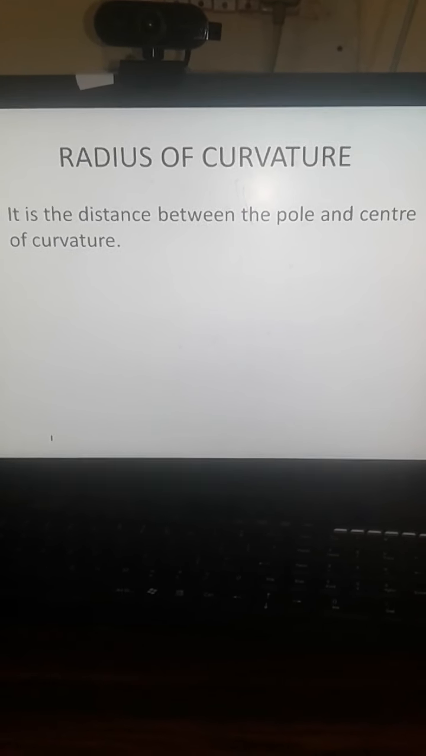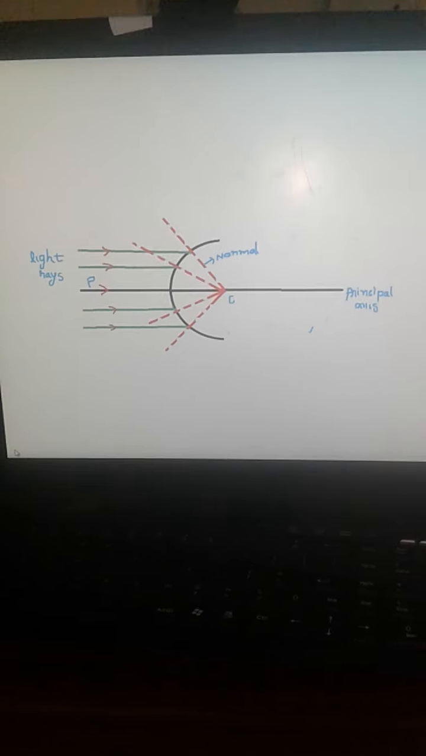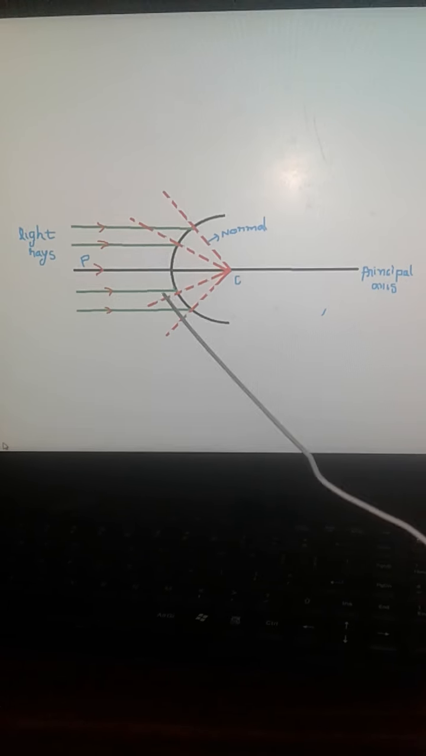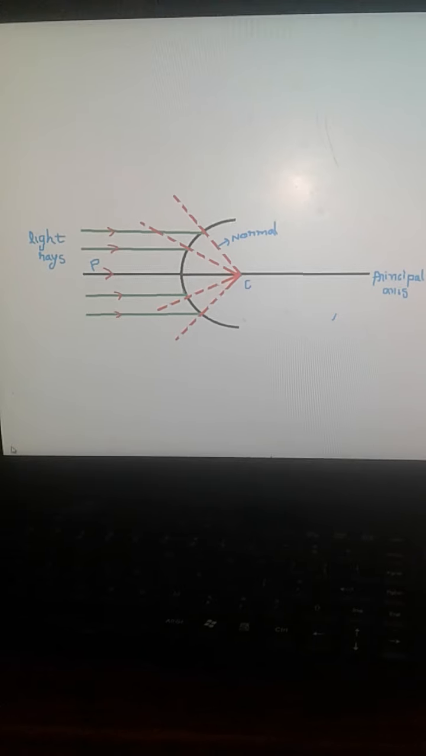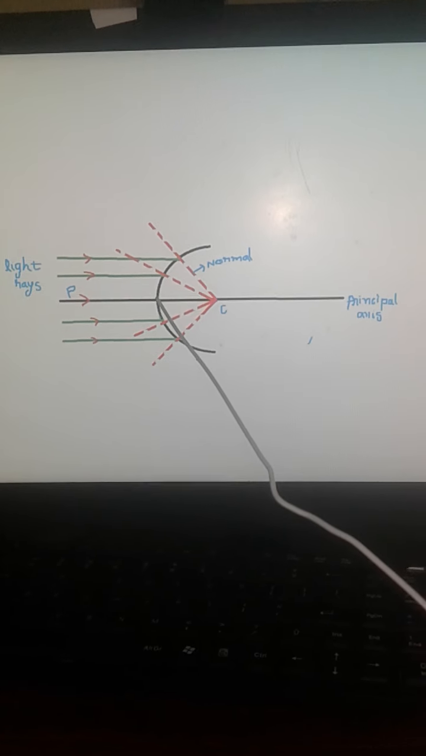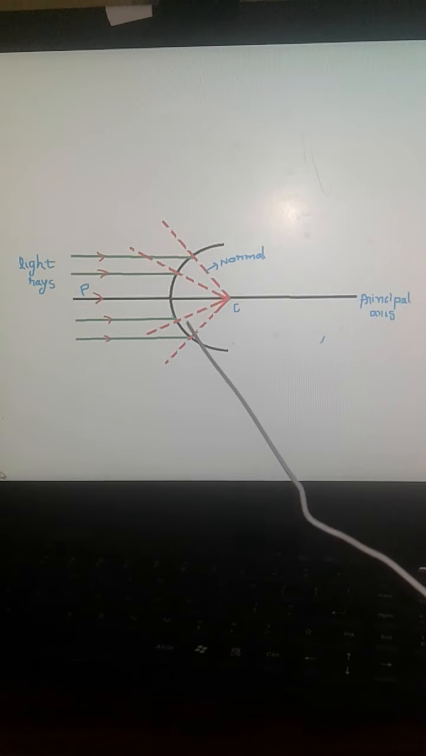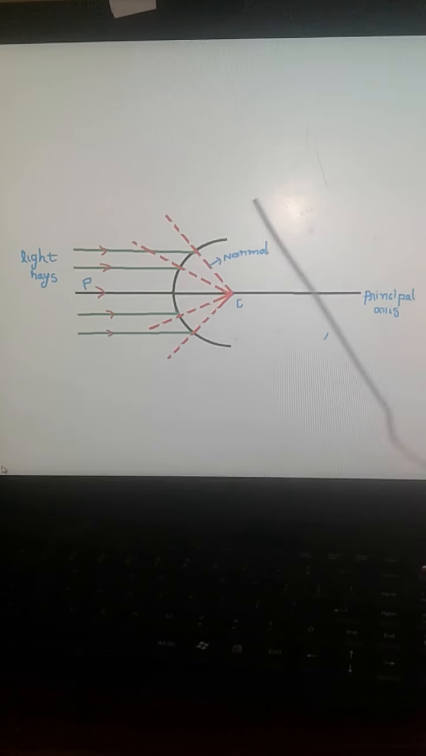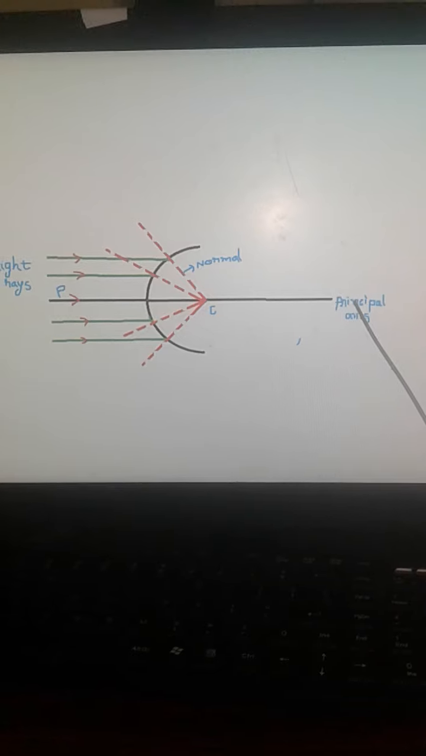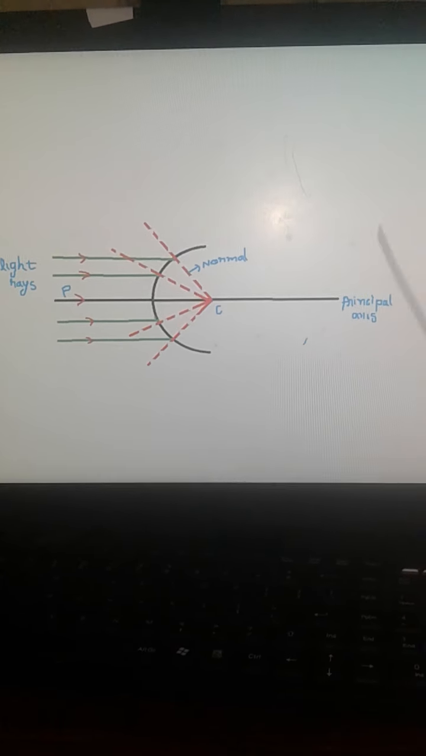Now coming back to the figure. The light rays hit a curved surface and get refracted. The center of the curved surface is the pole P, and the center of curvature of the curved surface is C, and the line joining the pole and the center of curvature is the principal axis.